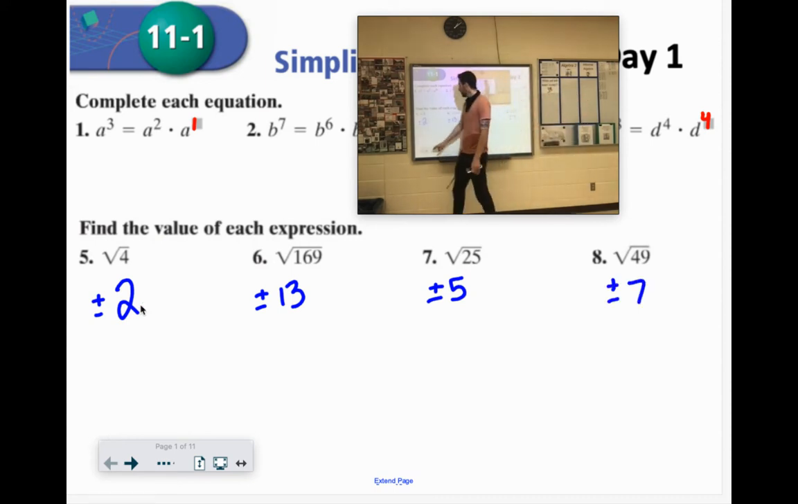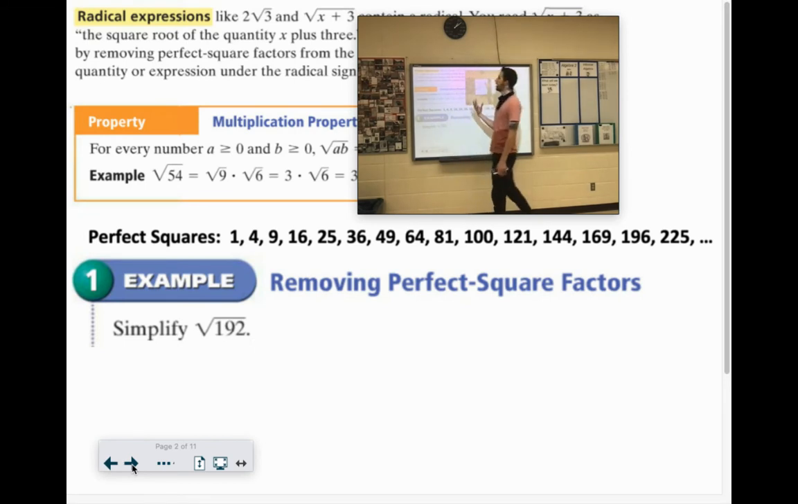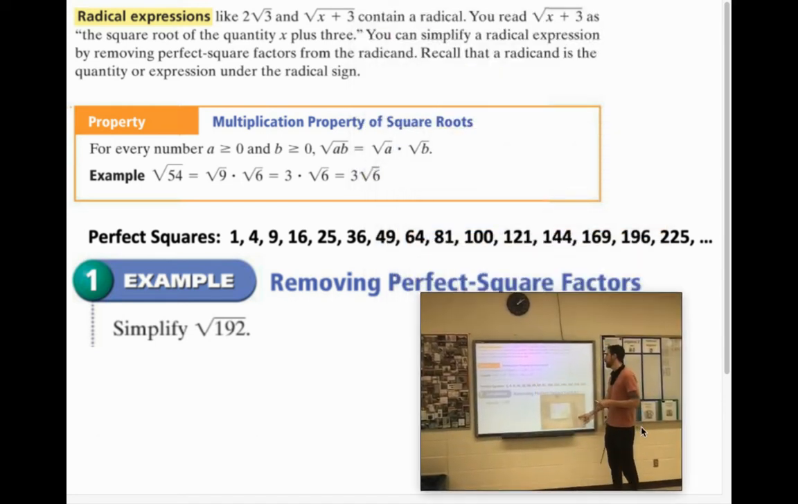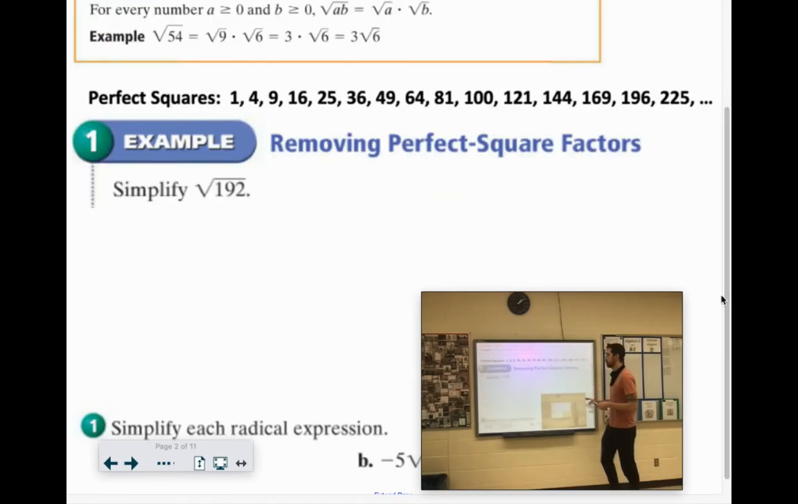Okay, now we are going to break apart these radical expressions using perfect squares. Now radical expressions are just things inside the square root. So if you were to try to solve number 1, it says the square root of 192. If you do that in your calculator, it's going to give you a decimal. That's not what we're looking for anymore in this section. So we are going to break these up using what are called perfect squares.